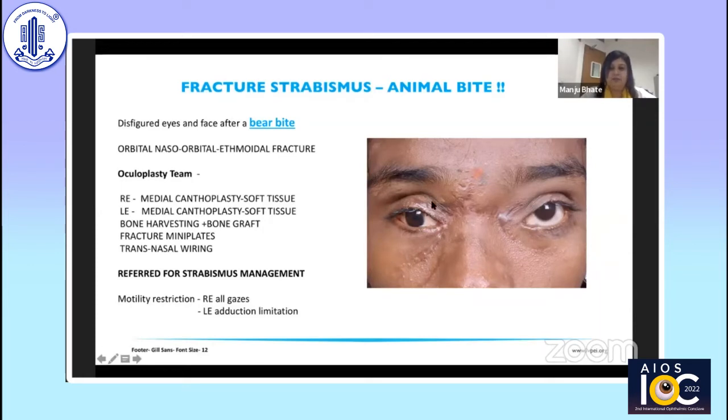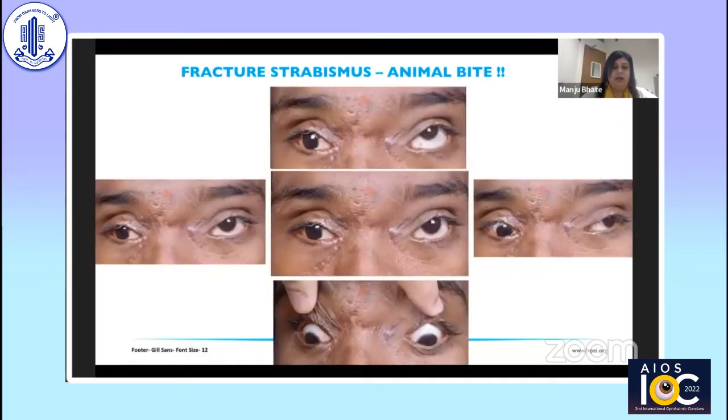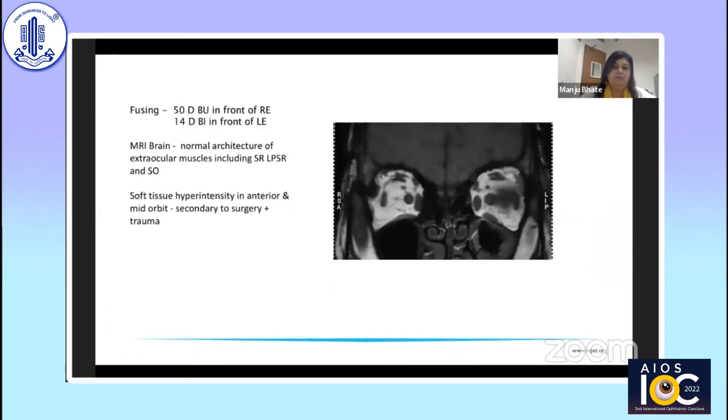So this is a photo after a lot of her oculoplasty repair that she underwent with the oculoplasty team, following which she was referred for strabismus management. And as we can see here, she has a restriction of motility in her right eye, pretty much all gazes, and also a restriction of adduction of the left eye. She was able to fuse with prisms to a single image, and the MRI showed a normal architecture of pretty much all the extraocular muscles. There was some soft tissue hyperintensity, which was secondary to all the extensive surgery that she had.